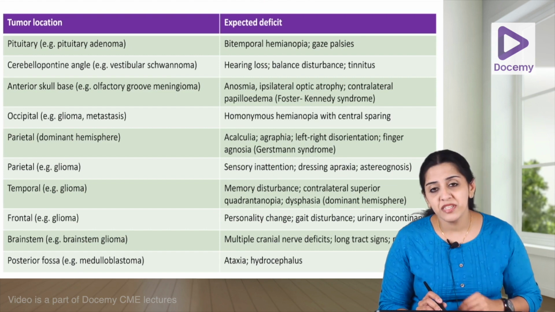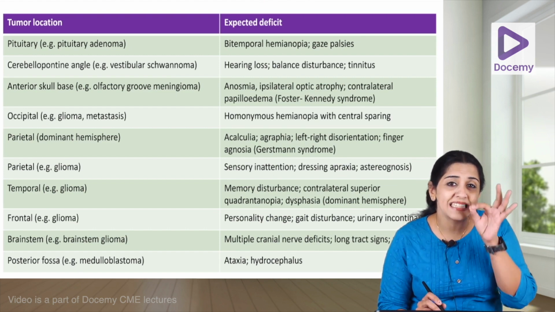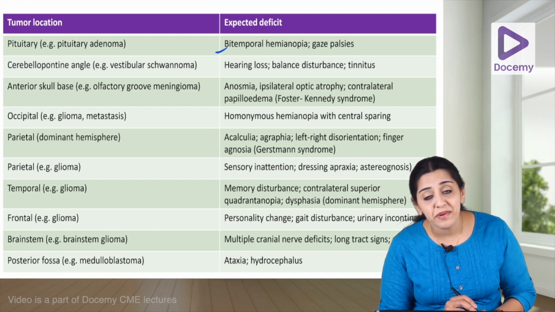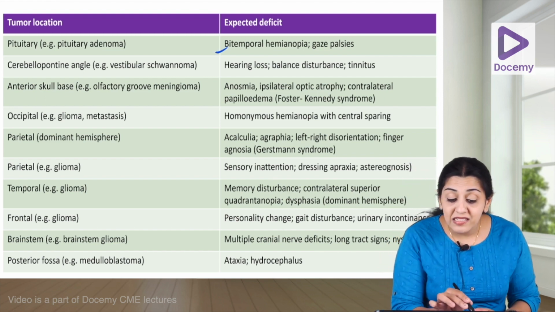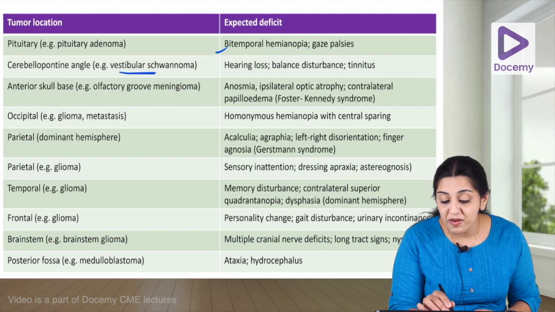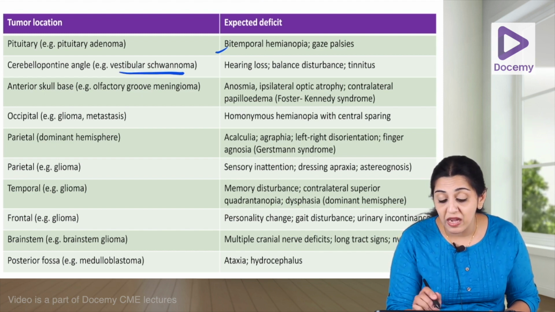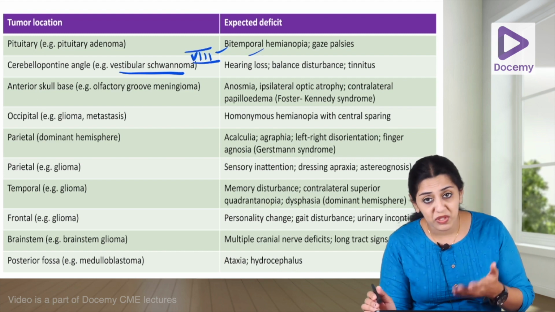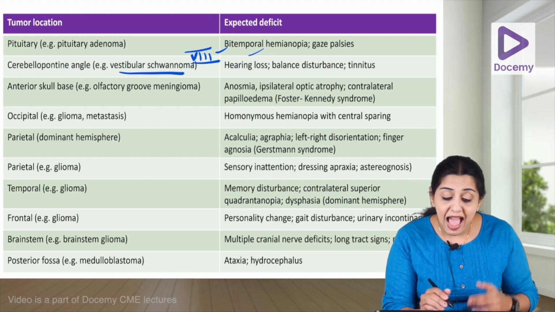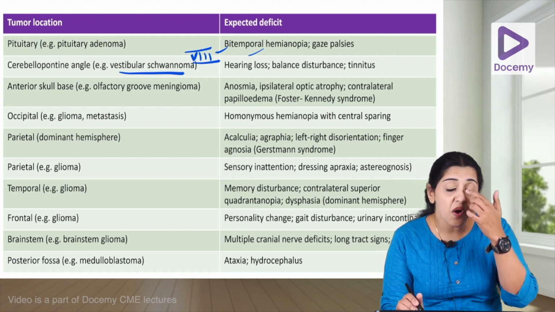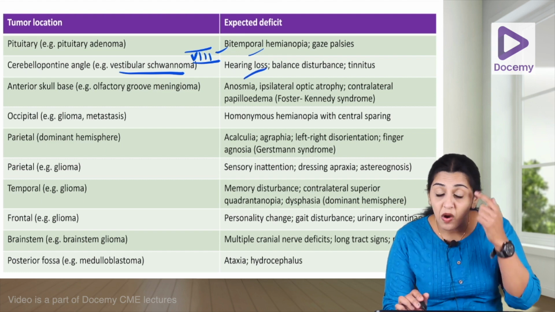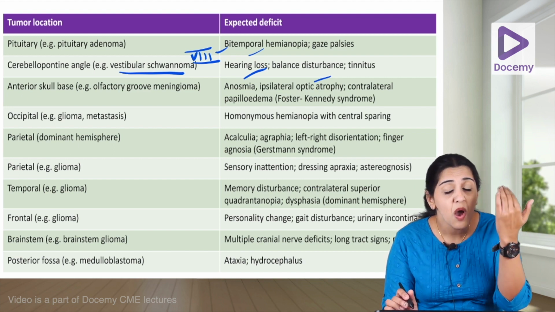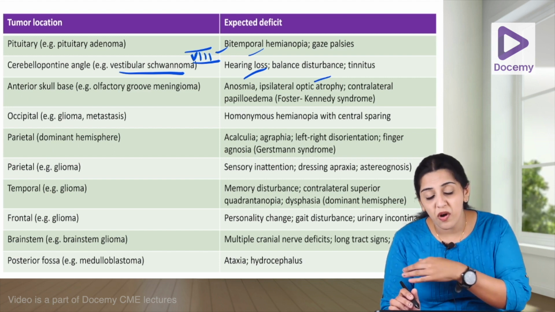For example, pituitary tumor. Now, the position of the pituitary tumor is in close relation to the optic chiasma. So a pituitary tumor can cause bitemporal hemianopia as well as gaze palsies. Cerebellopontine angle, for example vestibular schwannoma or acoustic neuroma, is near the auditory nerve. So it can cause hearing loss, balance disturbances as well as tinnitus. Anterior skull base is related to the olfactory nerve, so anosmia can occur. Also optic nerve, so ipsilateral optic atrophy, contralateral papilledema because of the optic nerve passing to the contralateral side.